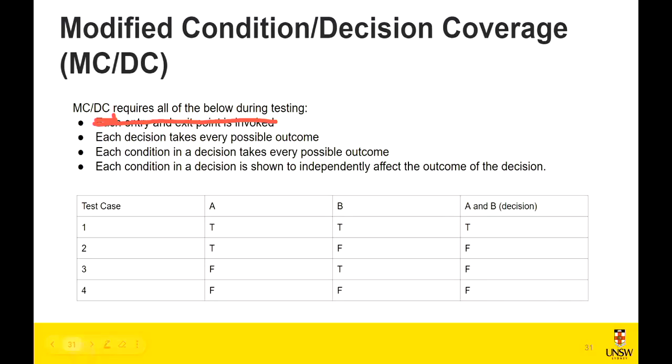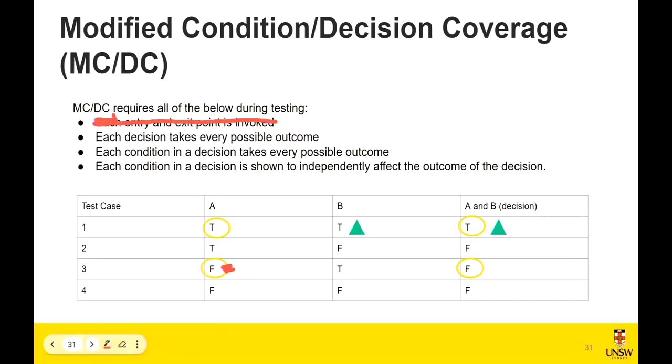And let's see why. We can see when A is true, the entire condition is true, and when A is false, the final decision is false. So we can see that A independently is affecting the result. We can show this in this table.